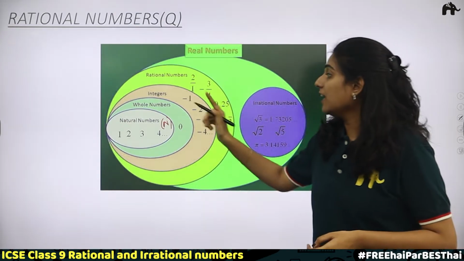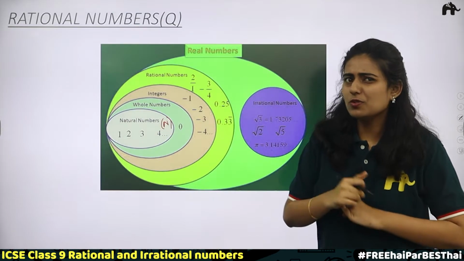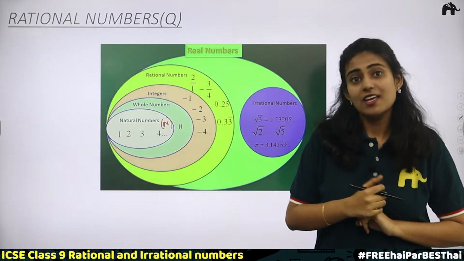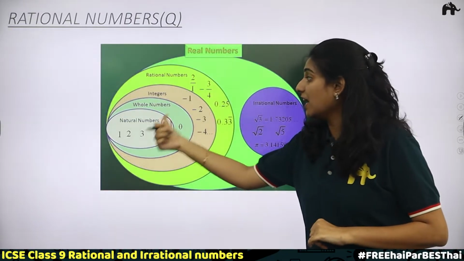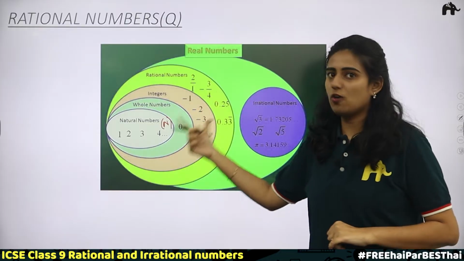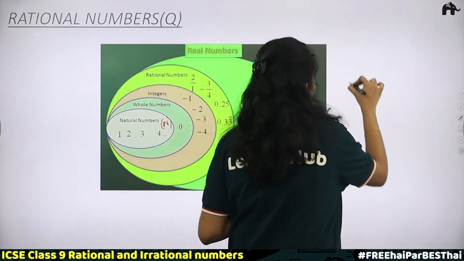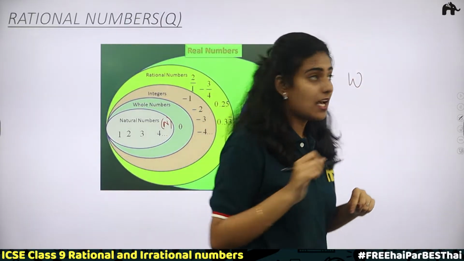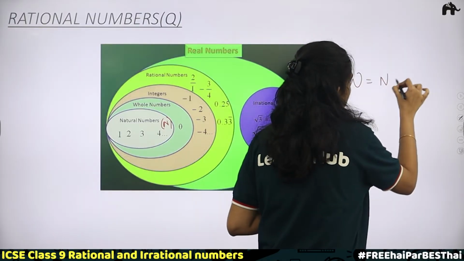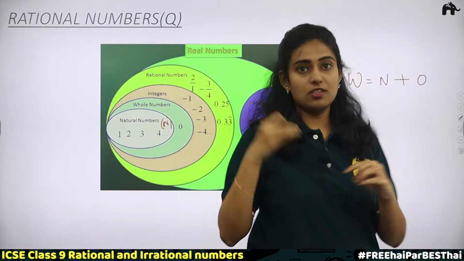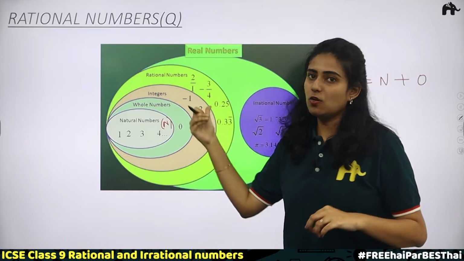Is 0 a number? 0 is a number. When this 0 is added to natural numbers, we call it whole numbers. So whole numbers, represented by the letter W, are natural numbers including 0. When 0 is added to natural numbers, you get whole numbers.